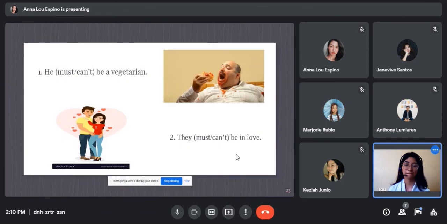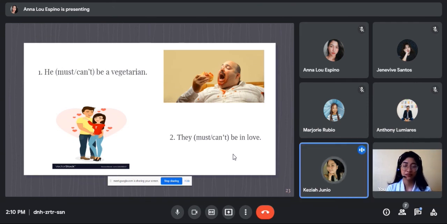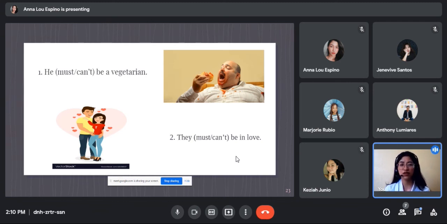Okay, next. All you have to do is to choose between must and can't. And I have here pictures for your reference. Number 1, he blank be a vegetarian. Seeing this photo, what can you infer? Should you use must or can't? Can't, ma'am. Very good. That boy can't be a vegetarian because as you can see in the picture, he is eating what's that? Burger, right?